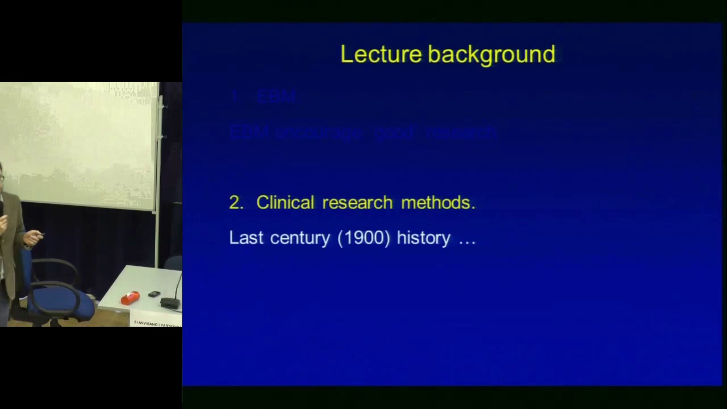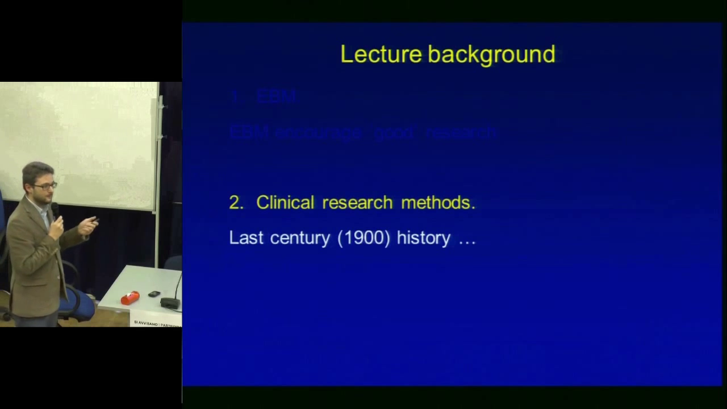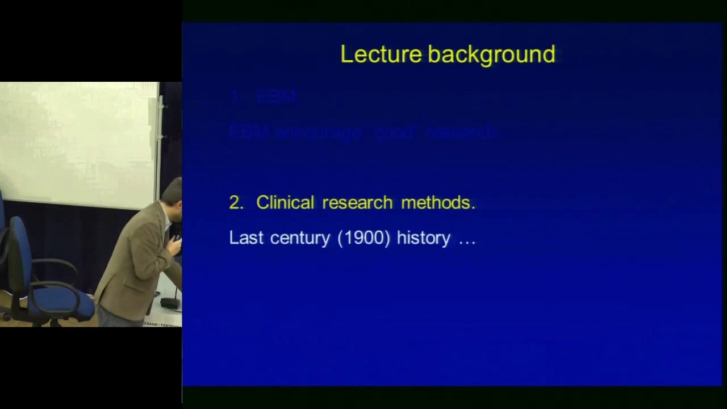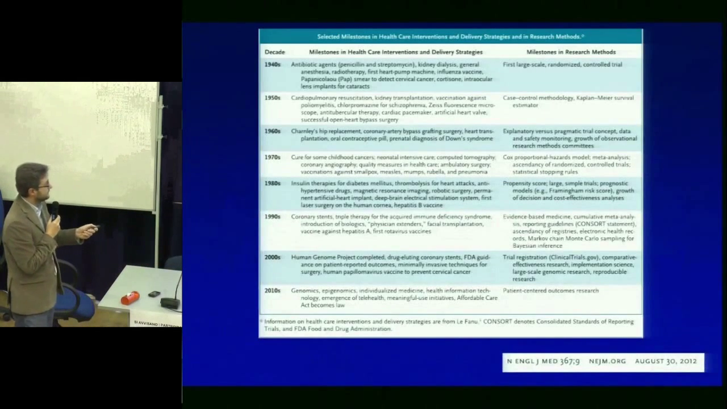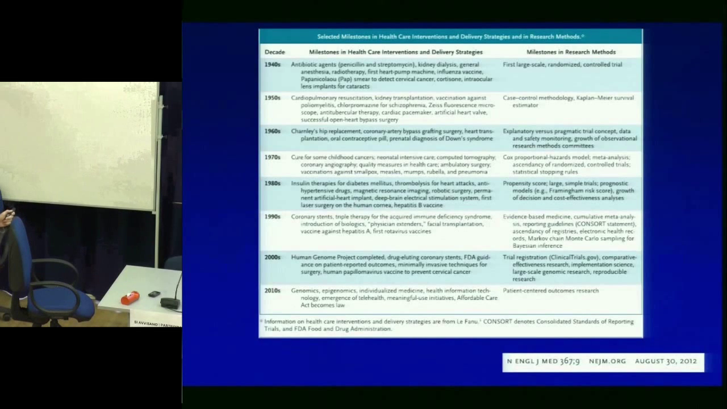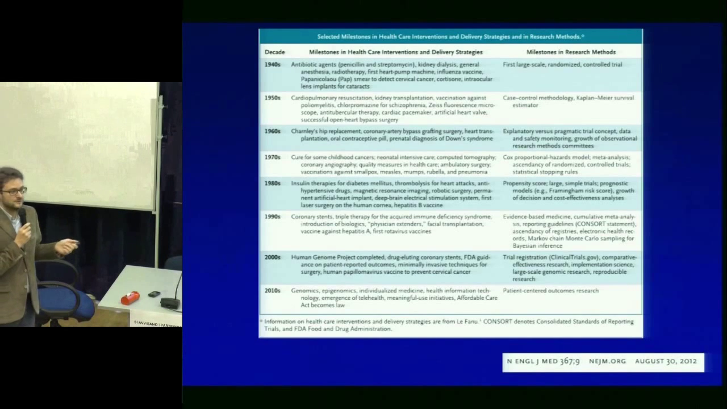The last century was incredible, both for medicine and also for clinical research methods. I will show you a table published 2 years ago in the New England Journal of Medicine. These are the milestones in healthcare intervention and delivery strategy in the 20th century, something incredible for humanity. So we have antibiotics, we have cardiac transplantation, we have the discovery of the genes, we have a lot of improvement in patient care.